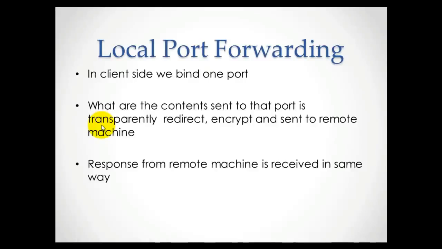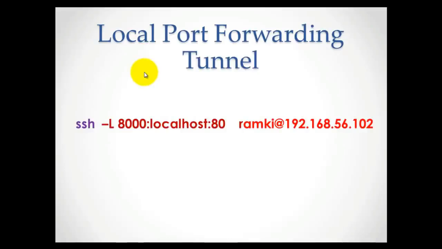When you use local port forwarding, it binds one particular port, then whatever content is sent to that port is directly encrypted and sent to the remote system. Now see the syntax: SSH -L, L means local port forwarding, and then a port number. This port number is the client port number, any unused port number, and this is specifically related to the remote system, not our localhost, not the client's localhost. This is the remote system's localhost.